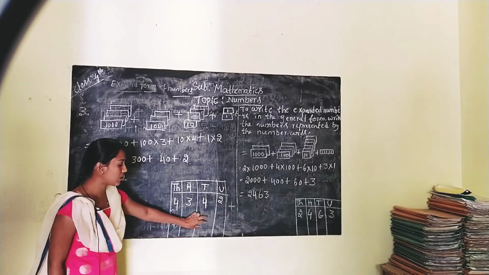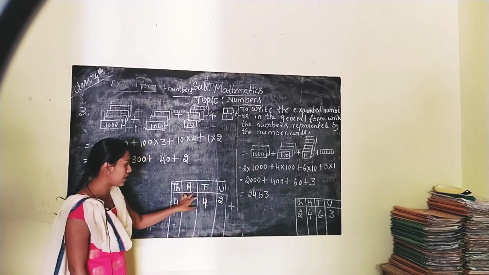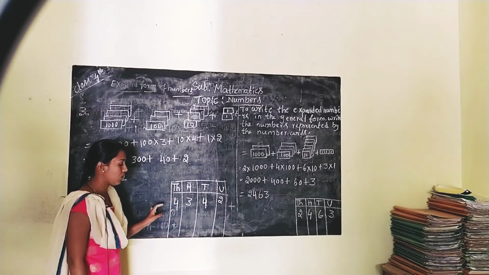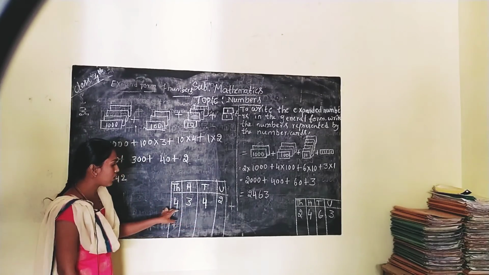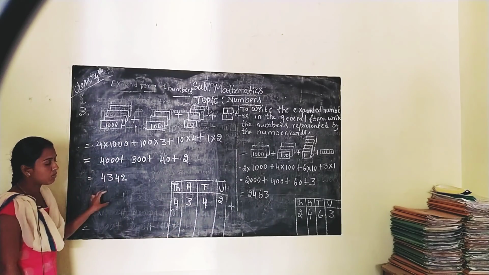How to read this number? 2 is unit place, 4 is tens place, 3 is 100 place, 4 is 1000 place. How to read the number? 4342. Understood, children? Expanded form to general form.